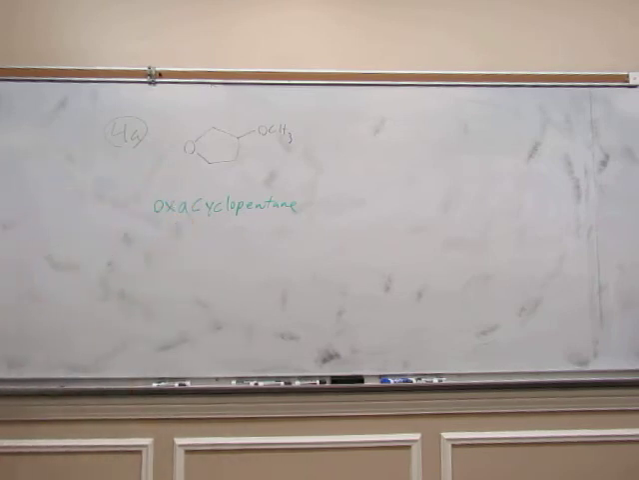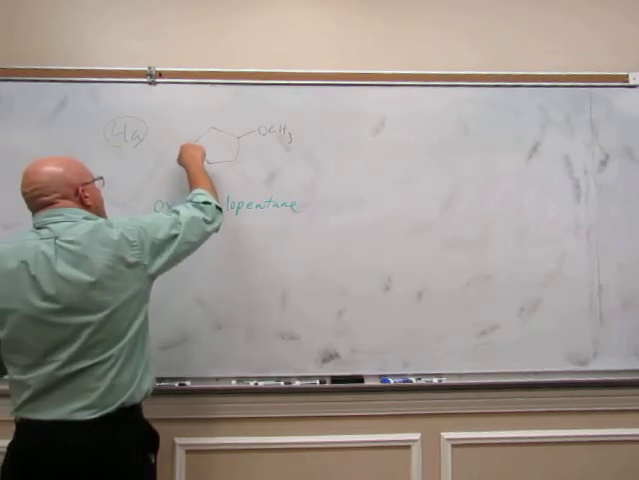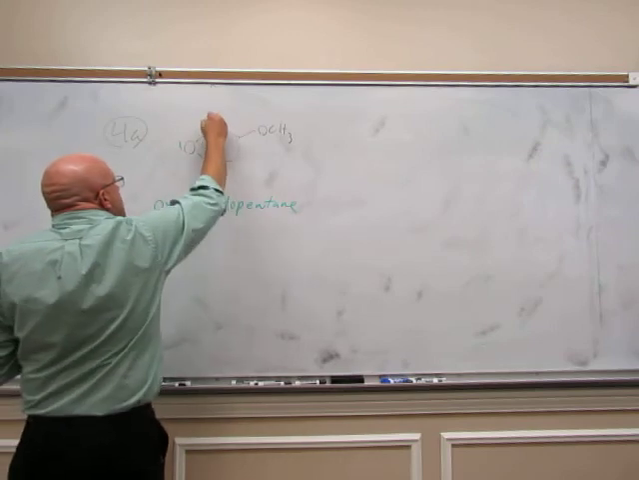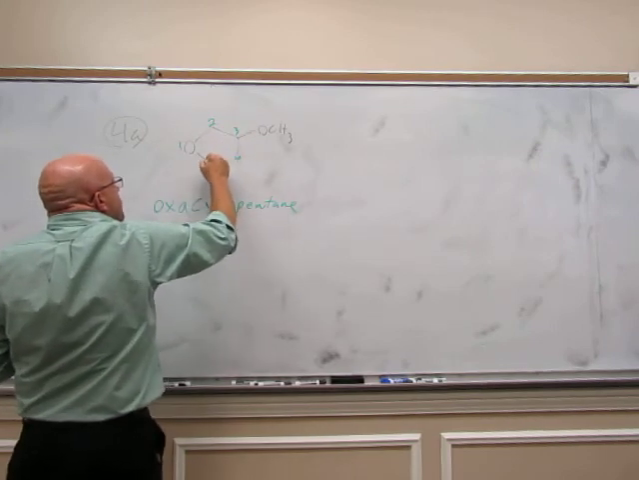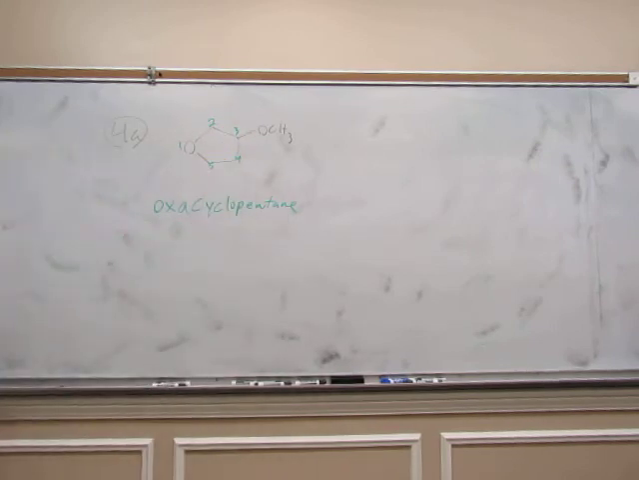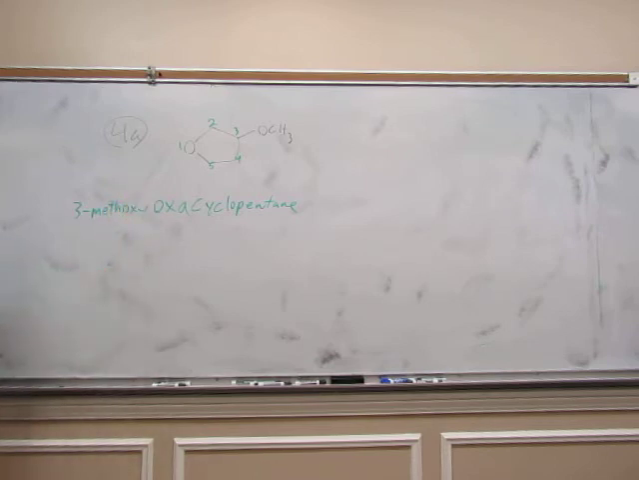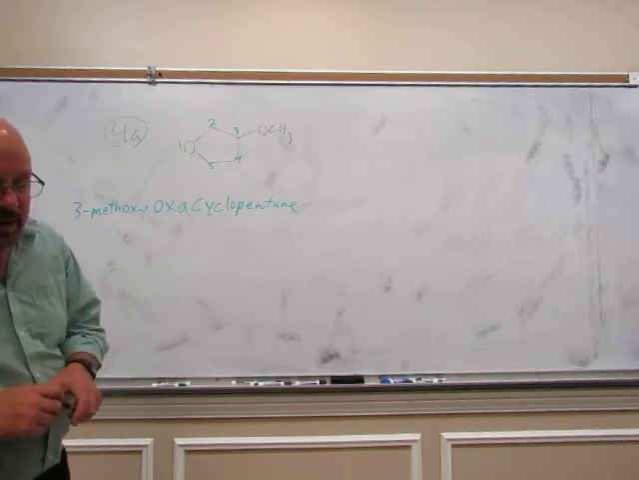Now we also have a substituent hanging off. Our oxygen here in the ring is the 1 position, and we'll number on around to give our substituent the lowest number possible. So the lowest number we can give it is a 3 position. Now that is a methoxy group that is coming off, and substituents just go out in front in alphabetical order if we have more than one. So this is a 3-methoxy oxo cyclopentane.